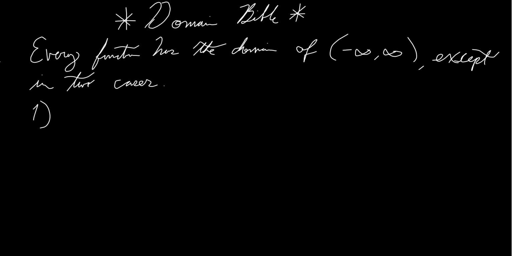So let's look at the very first line of this domain Bible. Every function has the domain of negative infinity to positive infinity. Period. Every single function. That is exactly where we start. We start with saying, okay, this function has the domain of all real numbers, except in two cases.